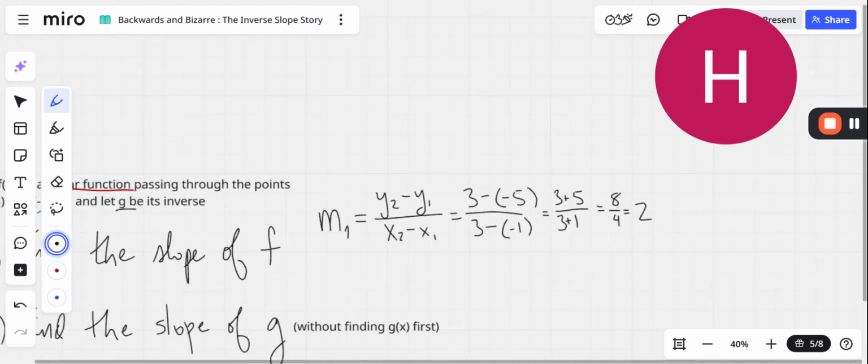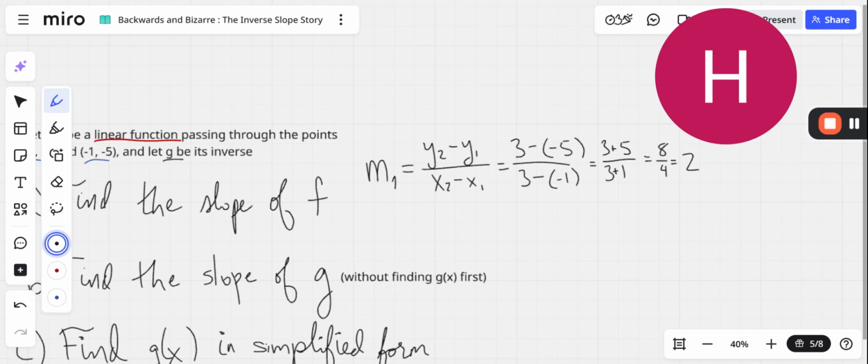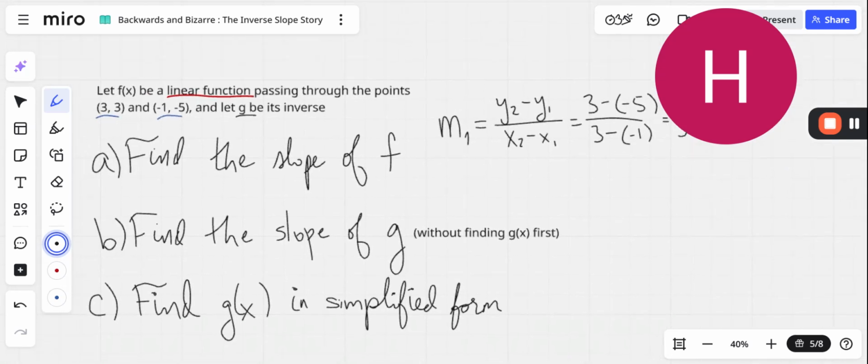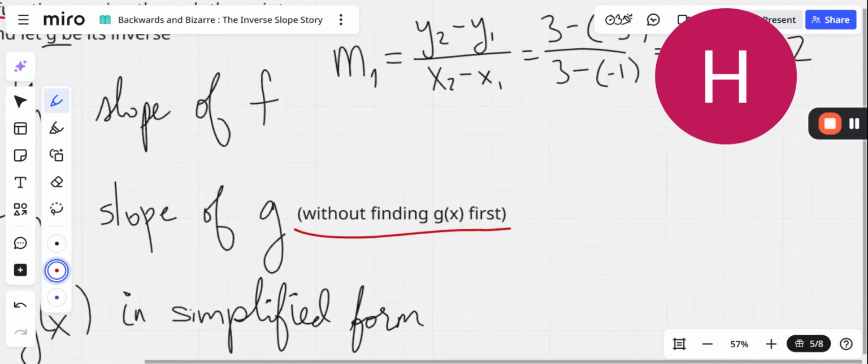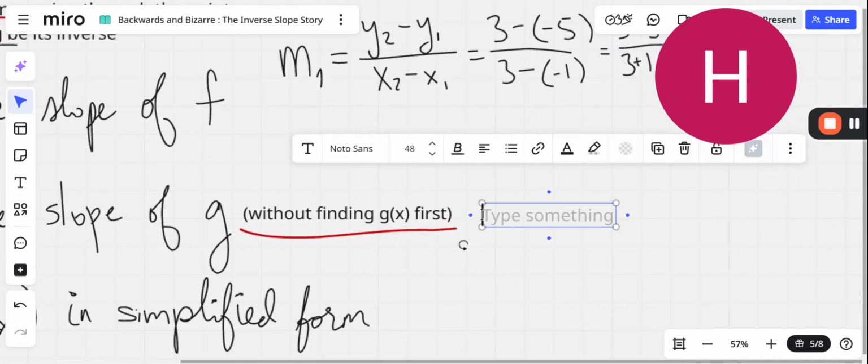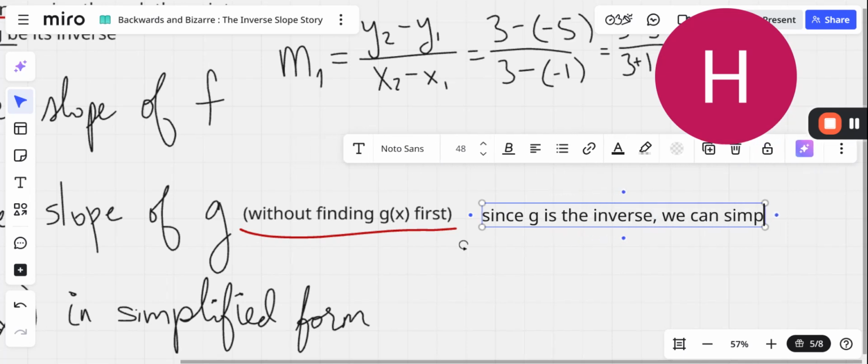Okay, easy enough, right? Very easy to find the slope of a line that passes through 2 points. You just use the rise over run formula. Now, how are we going to get the slope of g specifically without finding g of x first? Well, we need to use the fact that g is the inverse. And what we do with inverse is we swap the input and the output.